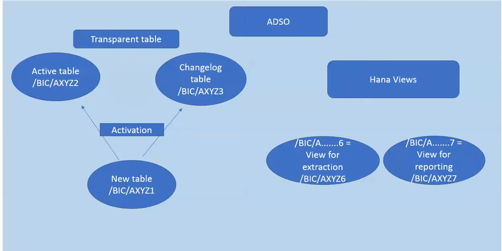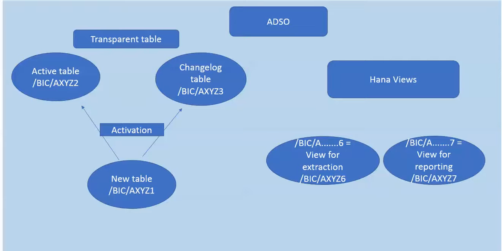No, it's wrong. You might be thinking it's 3, but it's actually 5. We may not know that it has 5 tables. Those 2 extra tables are the HANA views. When you create an ADSO and activate it, 2 more objects are created. Actually, those are not tables, they are called views in HANA.